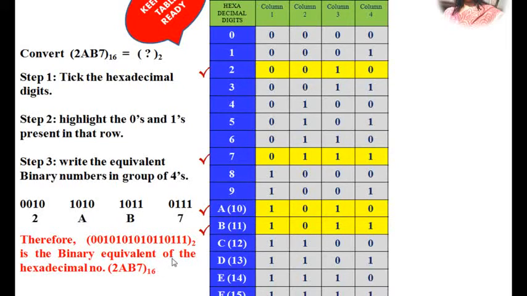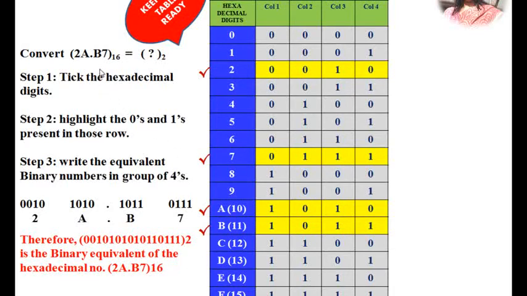Now let us convert another hexadecimal number, 2A.B7, into binary. Step 1, as usual, you will tick the hexadecimal digits present in the number, that is, you have to tick 2AB7 in the hexadecimal digits column. Step 2 would be highlight the zeros and ones present in those rows, and the third step would be to write the equivalent binary number in group of 4's.